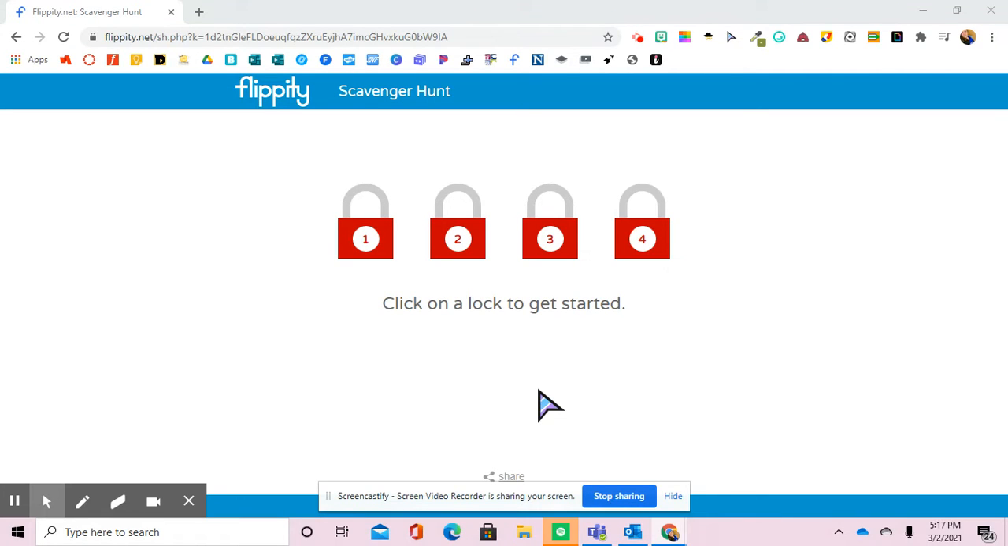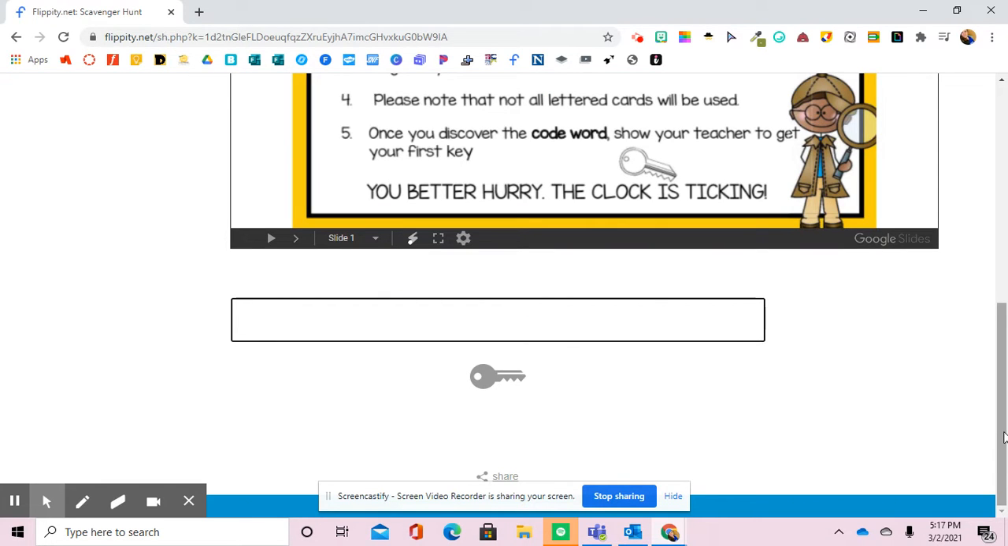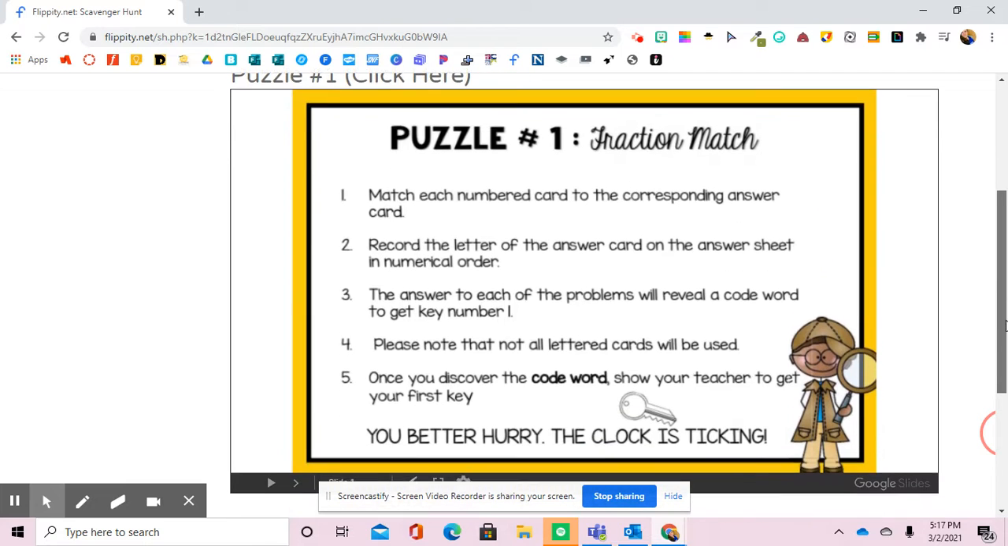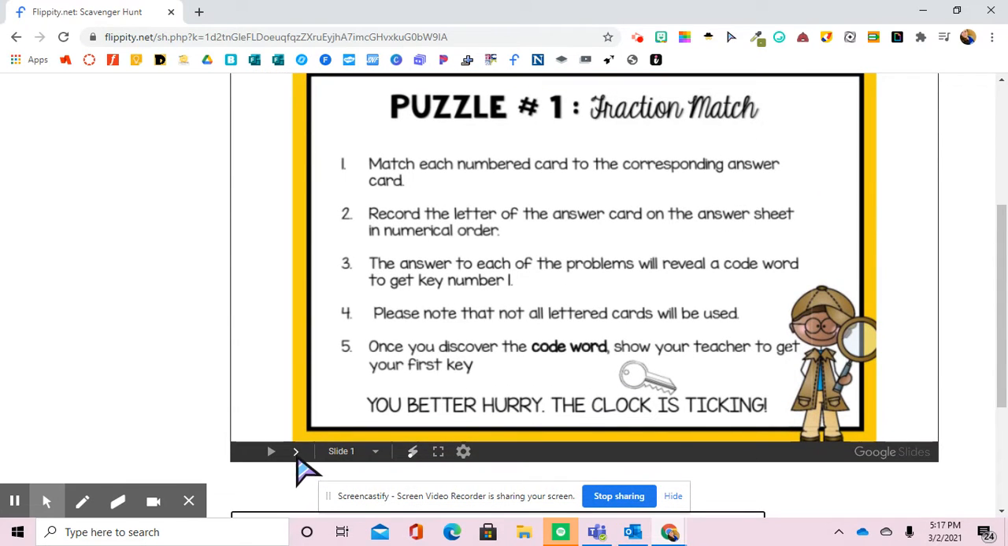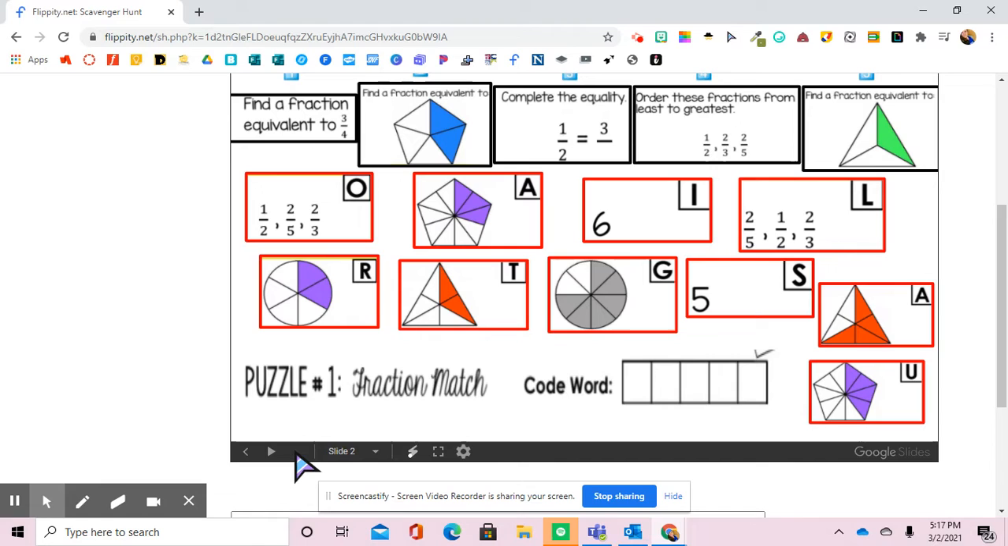Right, I'm sending you a Flippity that you can choose to use on Friday. You can have each student do their own, or you can do it together. It's kind of like an escape room. You click on the first lock to get started, and it's going to send you to the first puzzle. Each one, they can use scratch paper, or I can make copies.